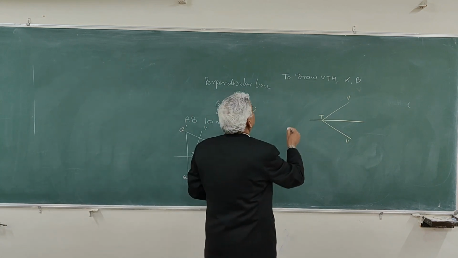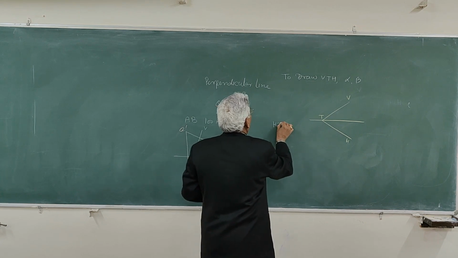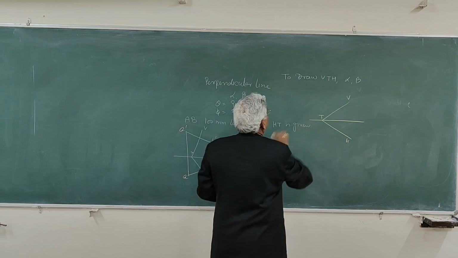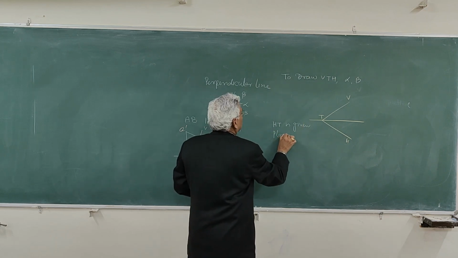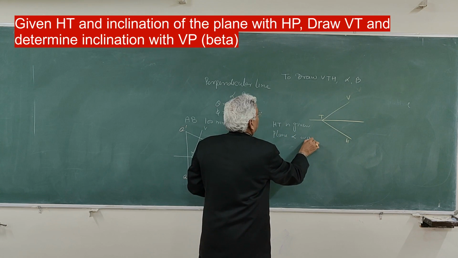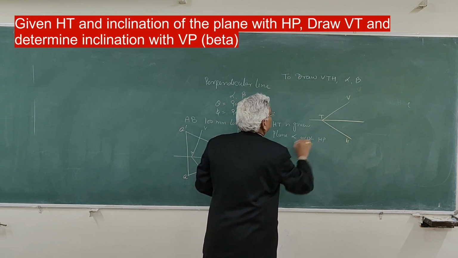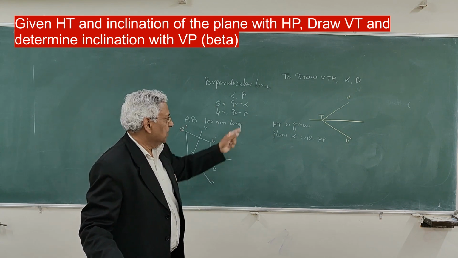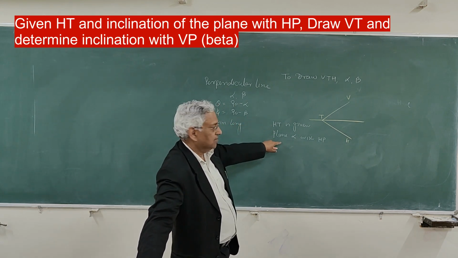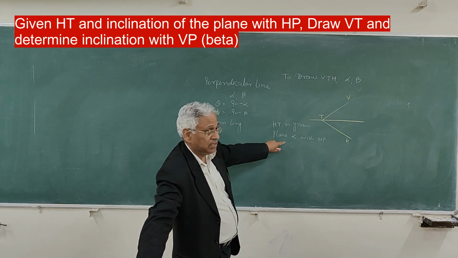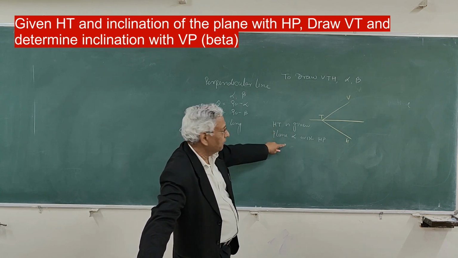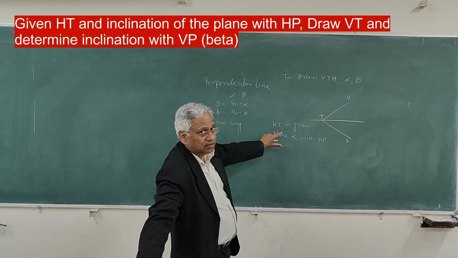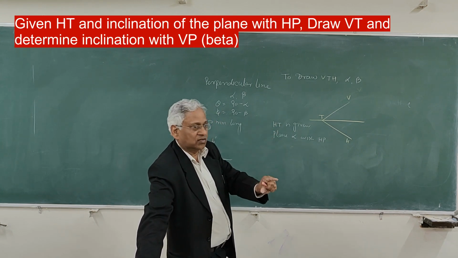So for example, let us say that the HT of an oblique plane is given. HT makes some angle and the plane makes alpha with the horizontal plane. Draw the vertical trace. That's the question. Now when HT is given, alpha is given. It can be HT and beta also. It can be VT and alpha also. It can be VT and beta also. I am just taking one case. You can solve the remaining 3 cases yourself.